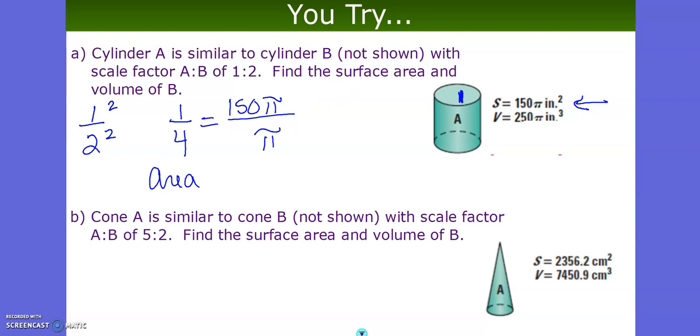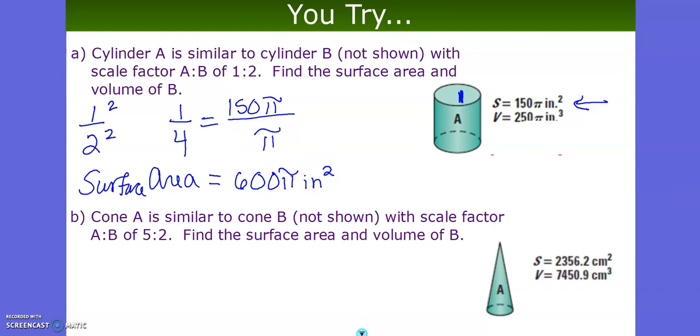So I can go ahead and cross multiply and divide. Say 150 multiplied by 4 divided by 1. We'll get the surface area of cylinder 2 to be 600 pi inches squared.